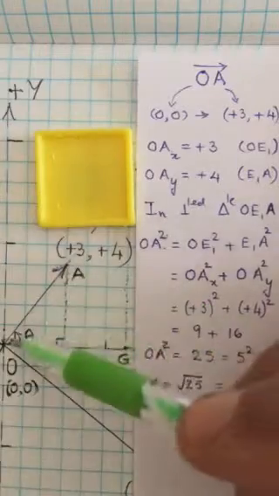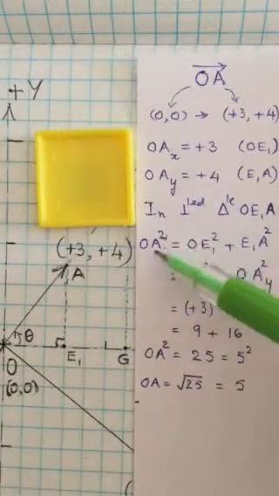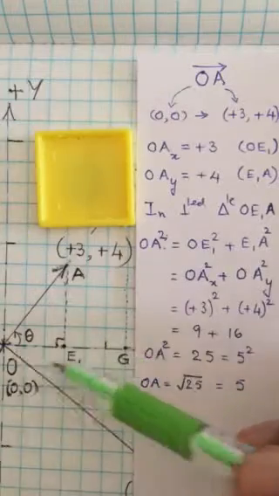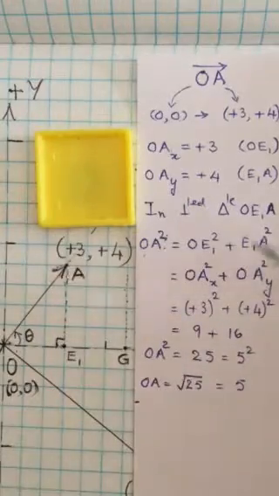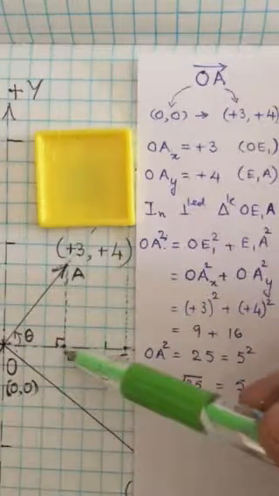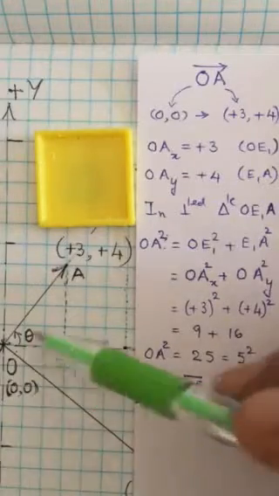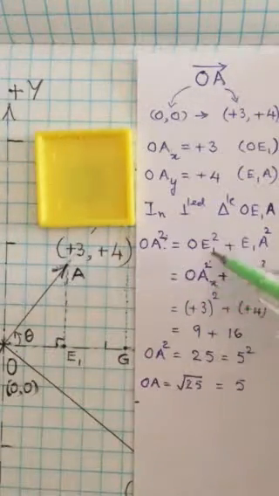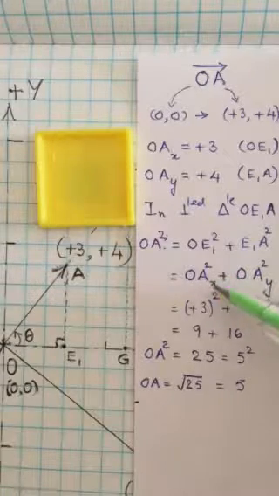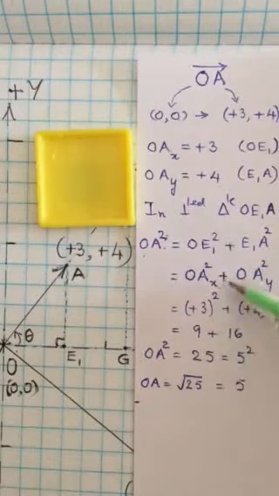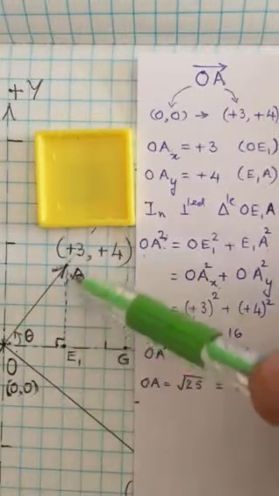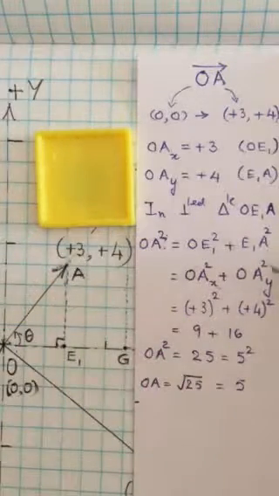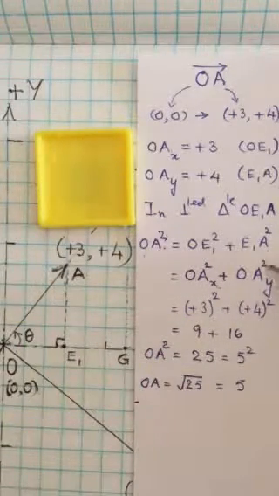And square of the hypotenuse, that is square of OA, has to be equal to square of OE1 plus square of E1A. And OE1 is simply the x component of vector OA. So OE1 square is square of x component of vector OA plus E1A. E1A is y component of vector OA, and E1A squared is square of y component of vector OA.